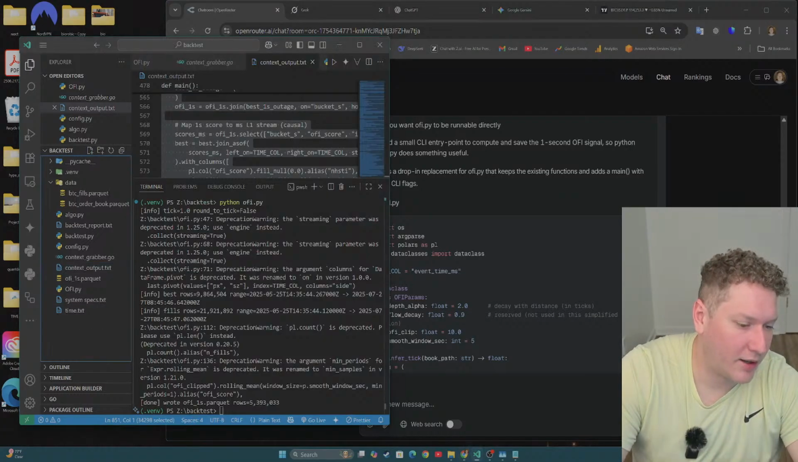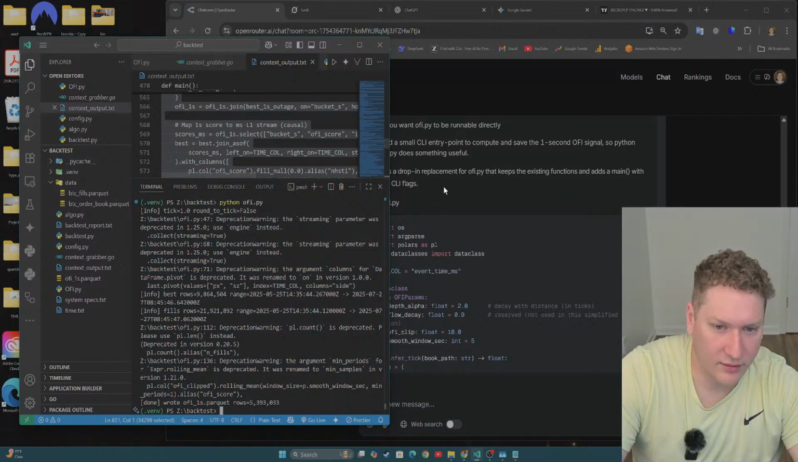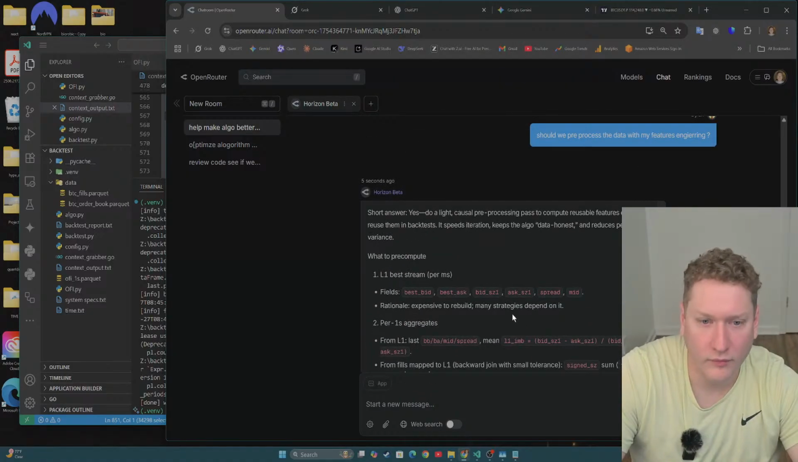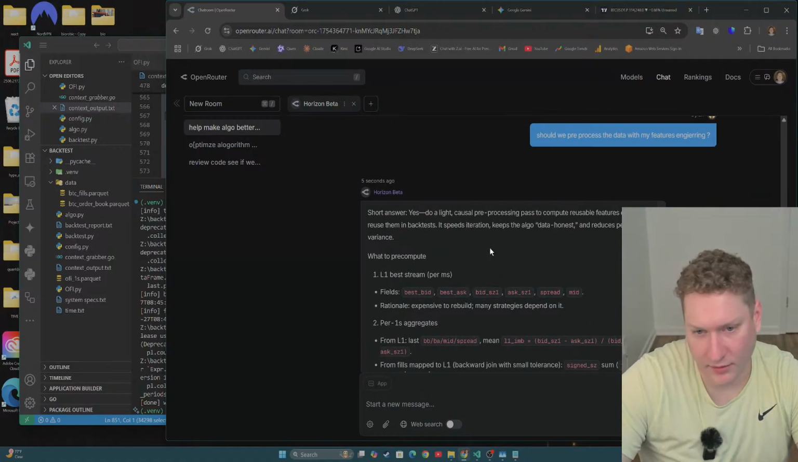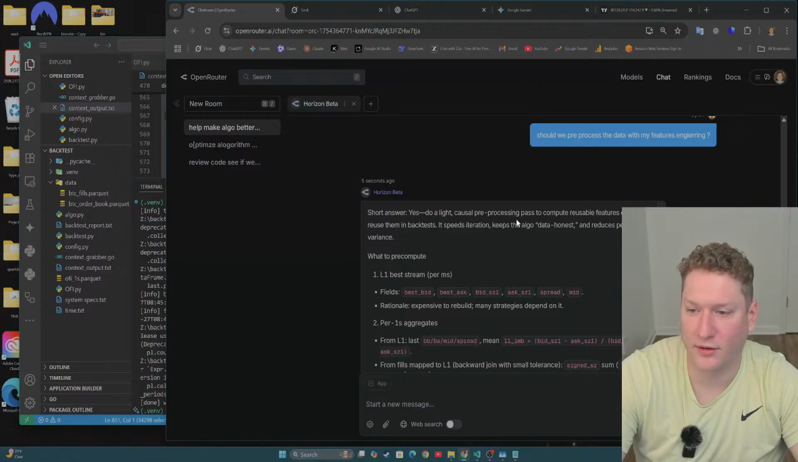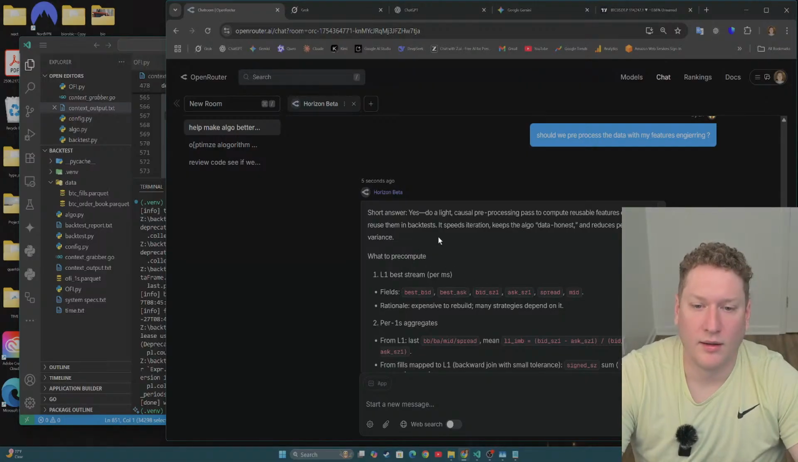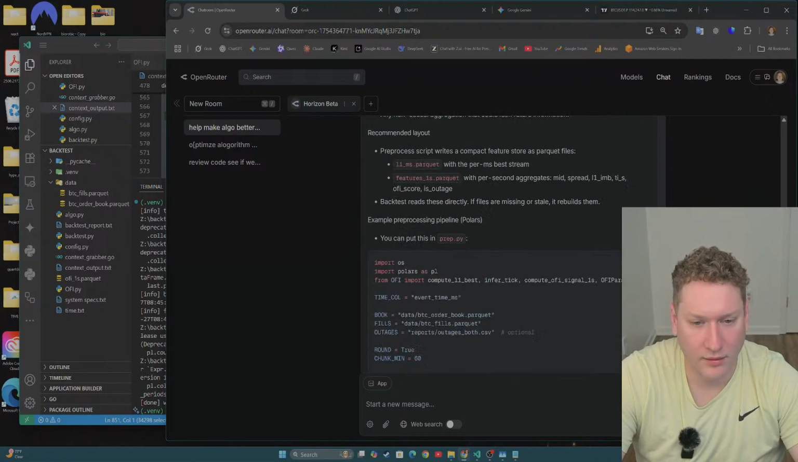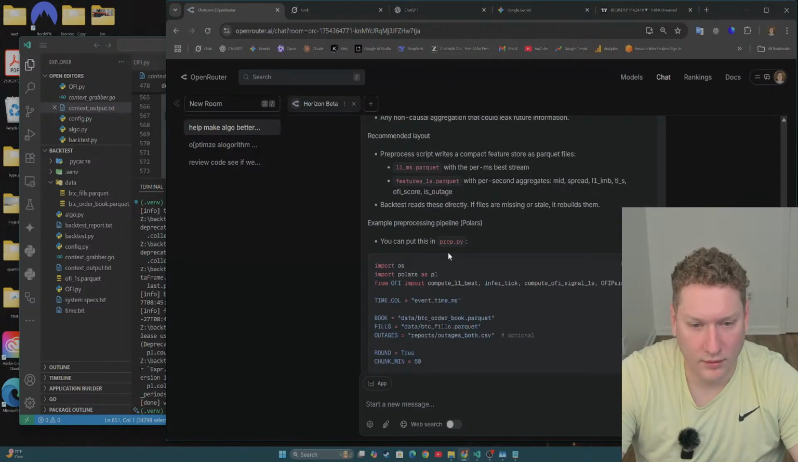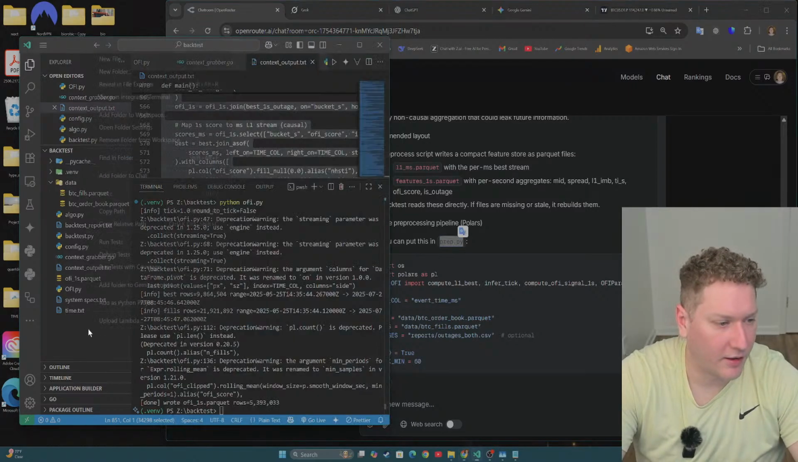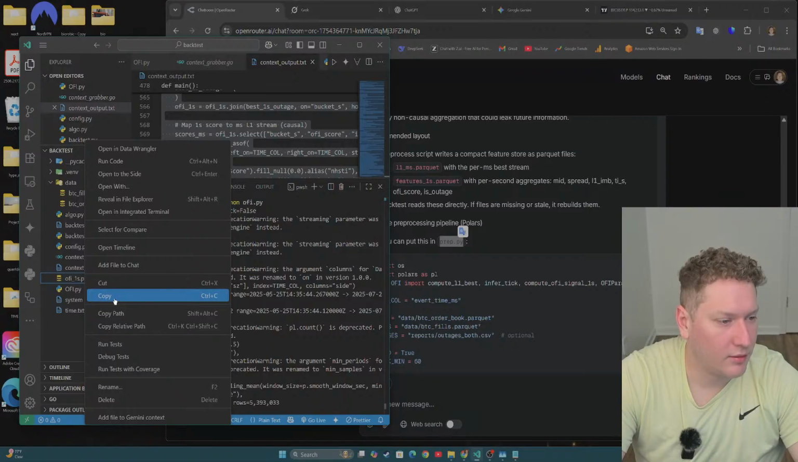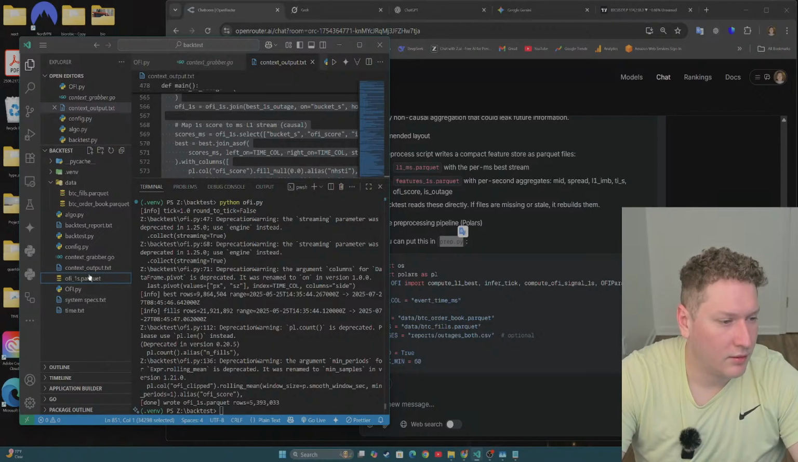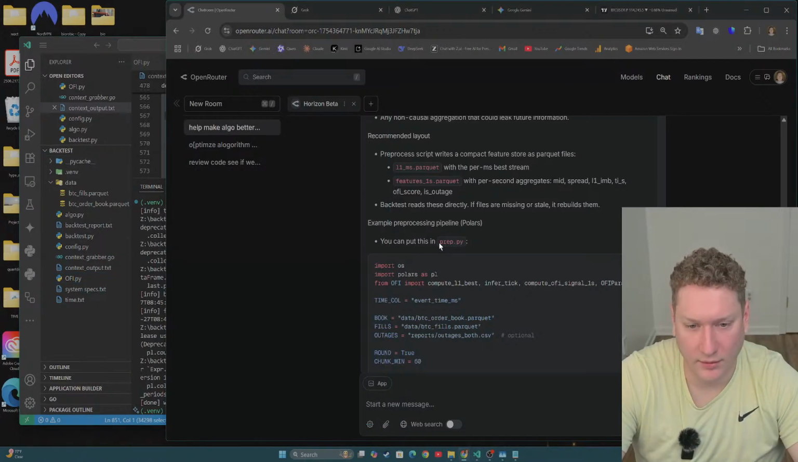My question is, should we pre-process the data? Yes, do a light casual pre-processing pass to compute reasonable features once. Okay, but that's once we figure out what we want. Not too sure what OFI did there.